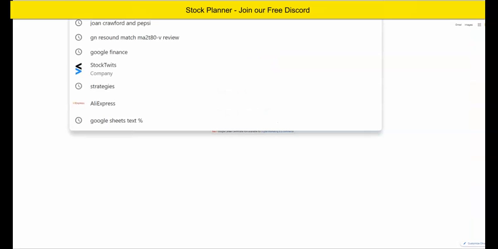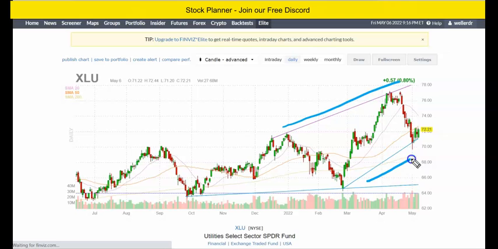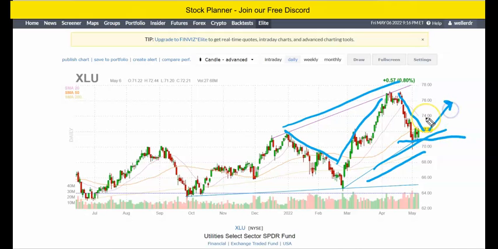Let's take a look at FinViz. Let's see, it's in a channel. Some would say that's an up channel. As a swing trader, I'm looking for these swings, and it looks like you could say that it bounced off that channel and went up in that direction.